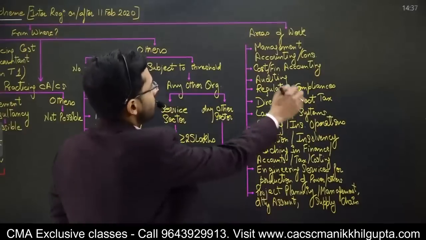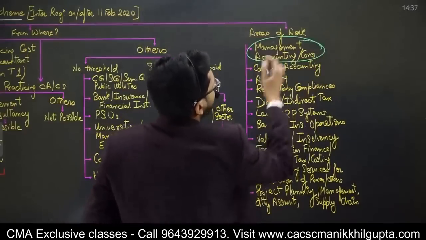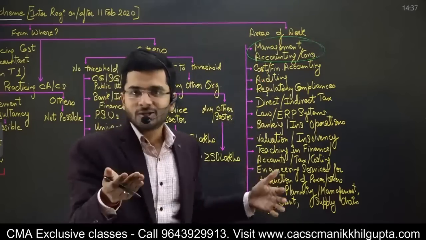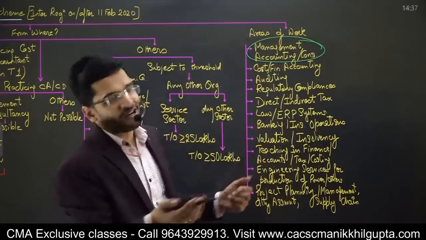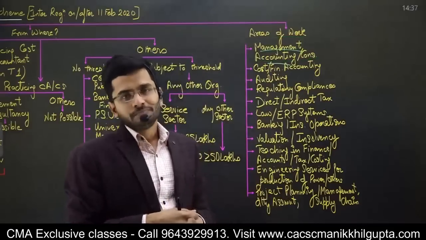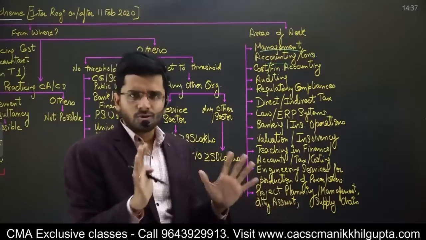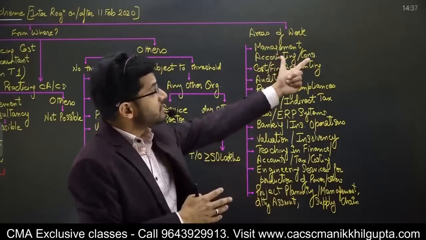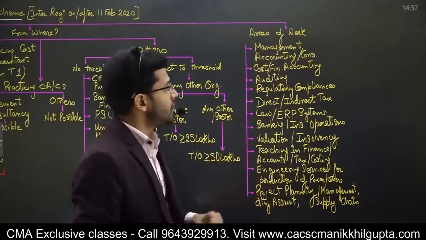What are these areas? Number one, management accounting or consultancy. So CMA intermediate students are very much aware about management accounting. This is a paper which is there in your Group 2. Similar to costing, guys, similar to costing. So management accounting or management consulting, these are the two areas where you can do your articleship.